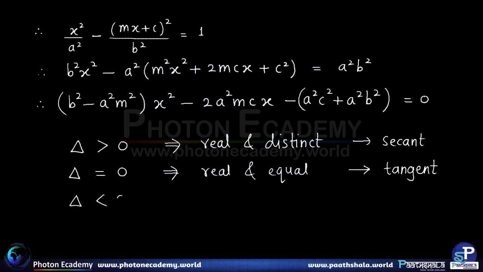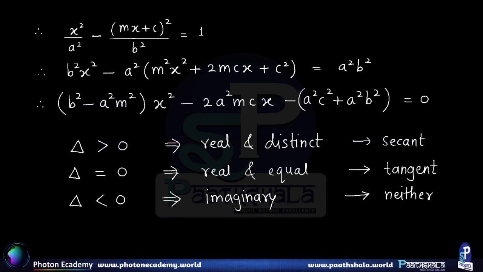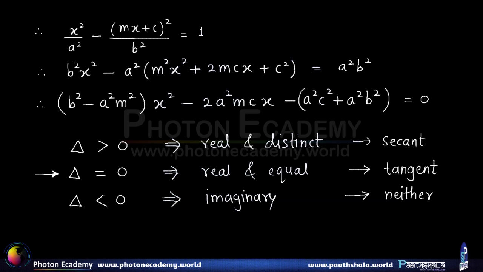And lastly, if the discriminant turns out to be negative, that means the roots are imaginary. So geometrically it means we can't see where it cuts because it's imaginary. So it is neither secant nor tangent. Okay? So in this way we can decide what the association of a line is with respect to a given hyperbola. And based on this we can derive what is called the condition of tangency. That is, we can get a condition which will tell us directly whether a line is a tangent to the hyperbola or not.